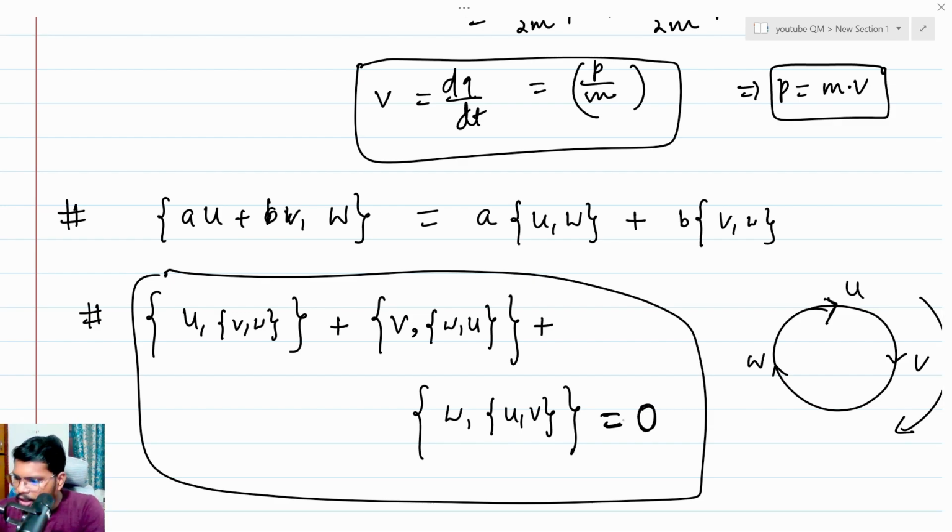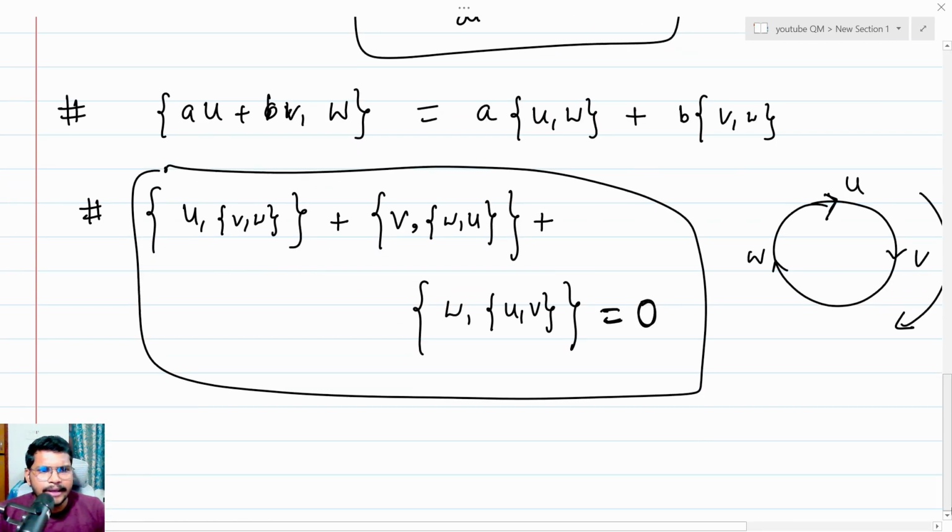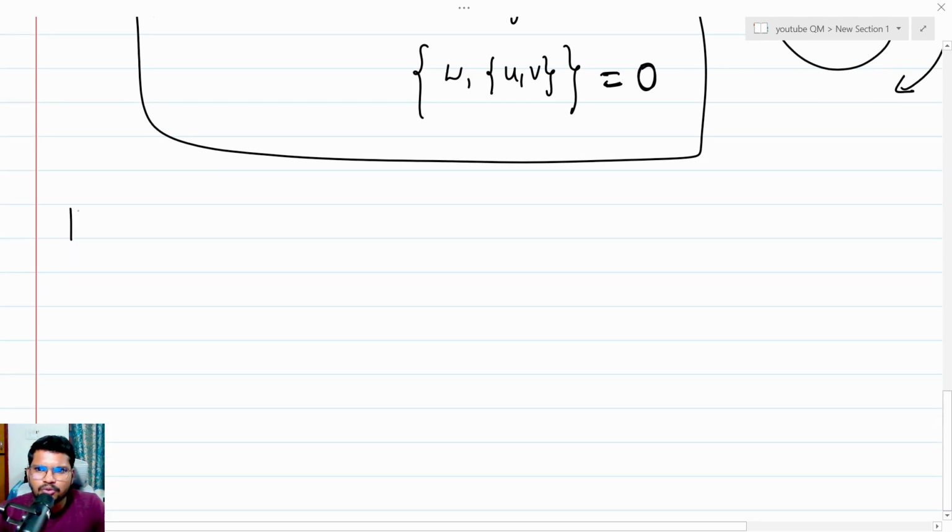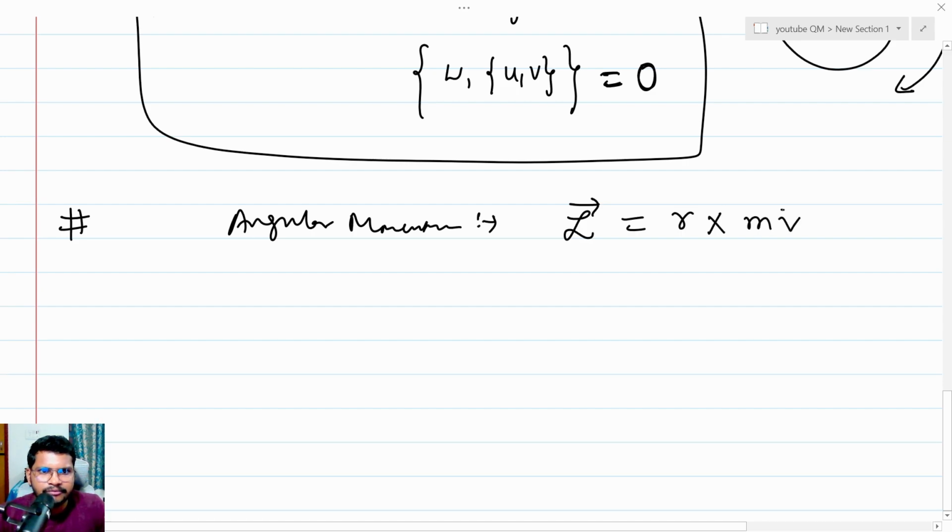All right. Now, one of the most important aspects I would like to draw your attention to is called angular momentum. Angular momentum is very interesting, denoted by L. It's a vector quantity, and it's basically r cross mv, or I can simply write r cross p. This is the angular momentum.